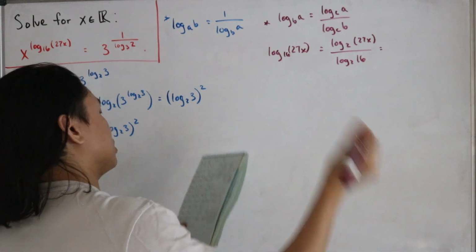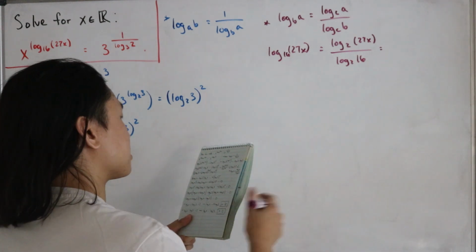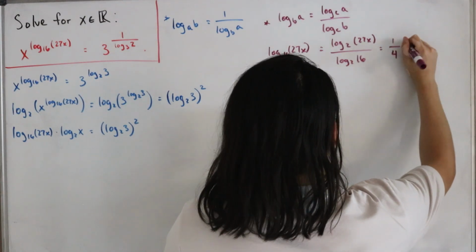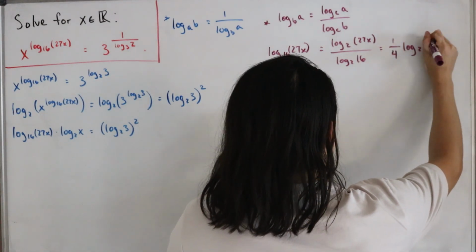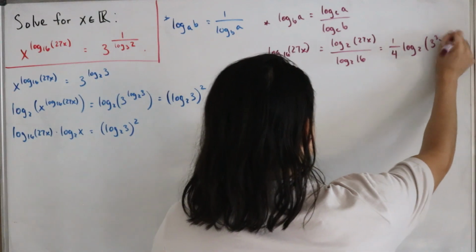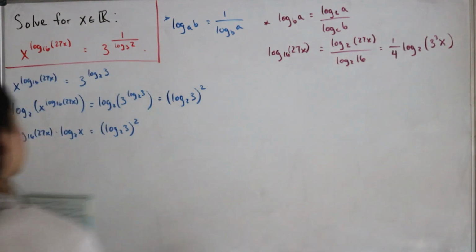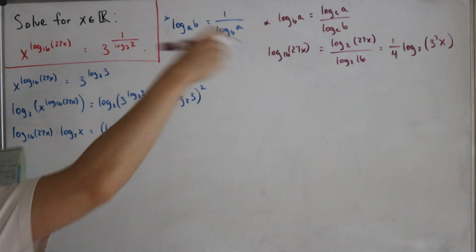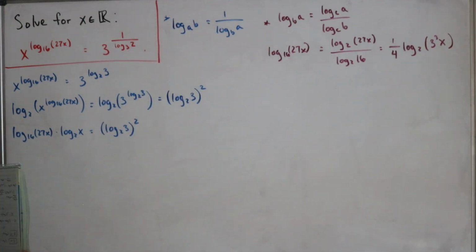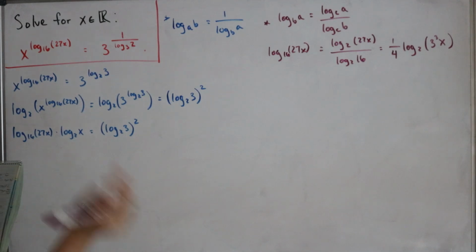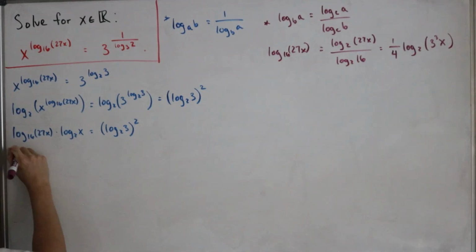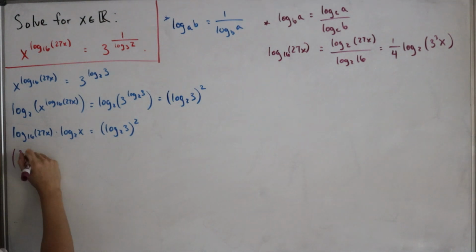27 is the same thing as 3 to the power 3, and then times x. So let me write this: 1 divided by 4 times log base 2 of 3 to the power 3 times x. That's what we got down here. We can utilize even more log properties to write this in terms of a sum, because our input is a multiplication. Putting this back together, now I have 3 divided by 4 of log base 2 of 3.